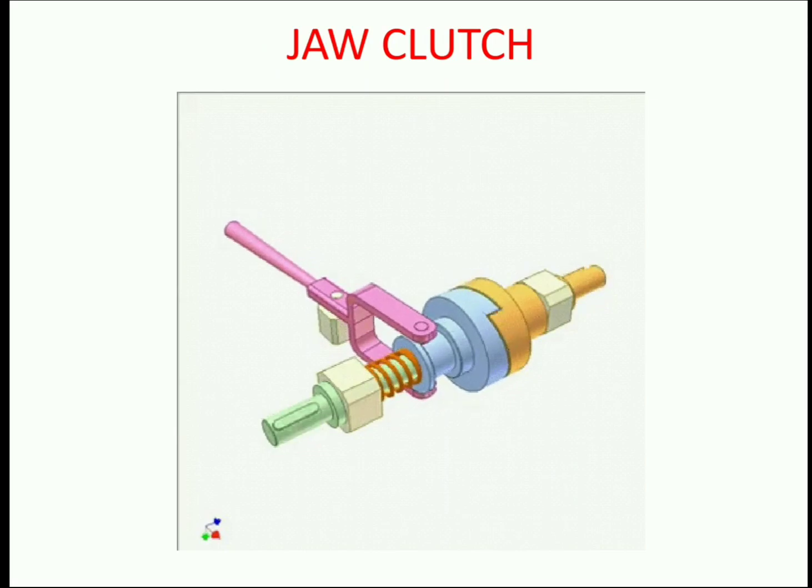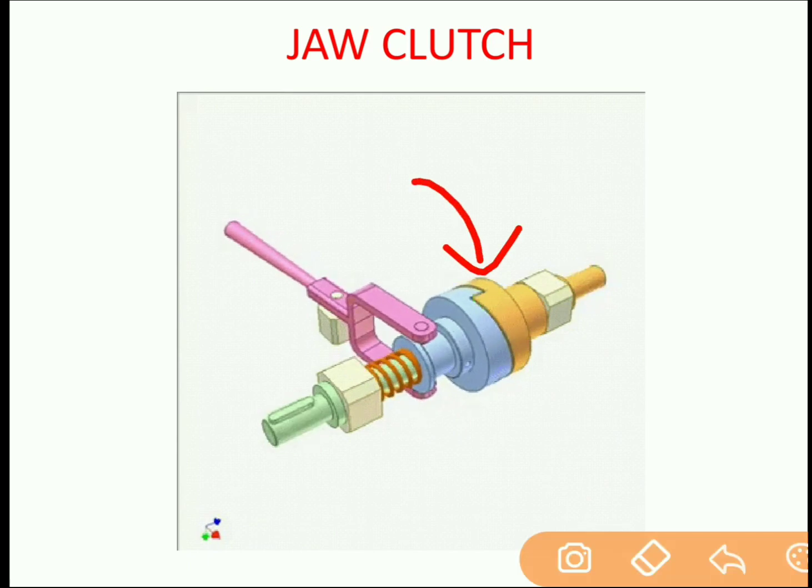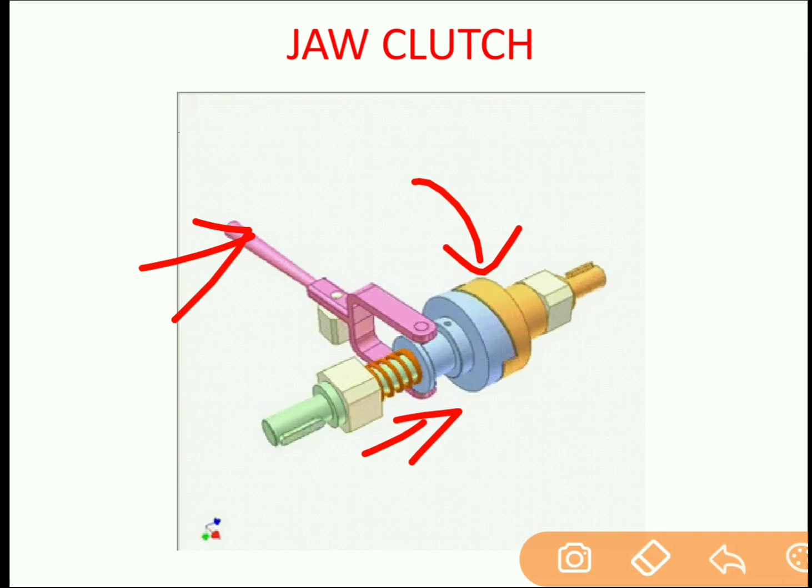Next is the positive displacement clutch, and in the positive displacement clutch there are two parts, jaw clutch and tooth clutch. You can see the animation of the jaw clutch over here. There are jaws in the driving shaft and the driven shaft, and when effort is applied on the link, these two shafts are disconnected, and when the effort is released, because of the spring force, these two jaws come in contact, and power is transmitted from one shaft to another.